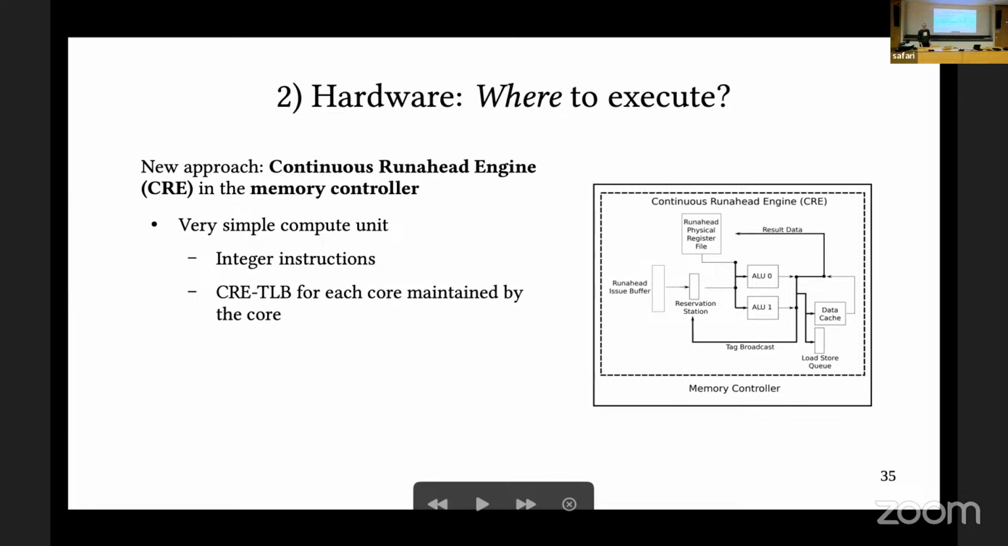Okay, who sees some upsides to doing this, other than the fact that it leaves the main execution by itself and it's separate? Especially maybe the fact that it sits in the memory controller. Why do you think that would be advantageous in this setting? Yeah.